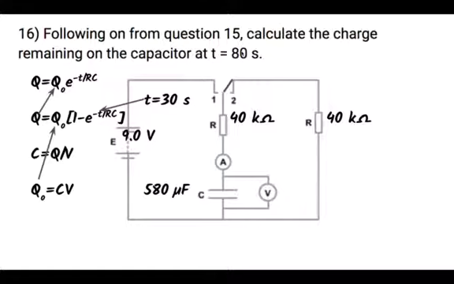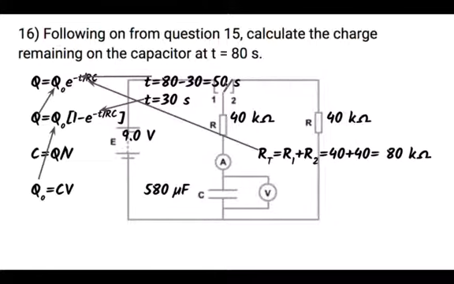Right, okay, we've got Q0 sorted. The next thing is that what we put in here for time is not going to be 80 seconds. We're going to take 80, subtract 30, because the switch was in position 1 for 30 seconds, we were charging. At 30 seconds we flipped over to switch position 2, and then we started discharging, and we're only discharging for 50 seconds. So the time in this equation is going to be 50 seconds.